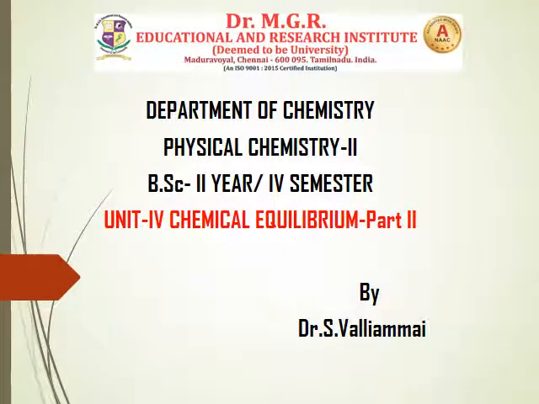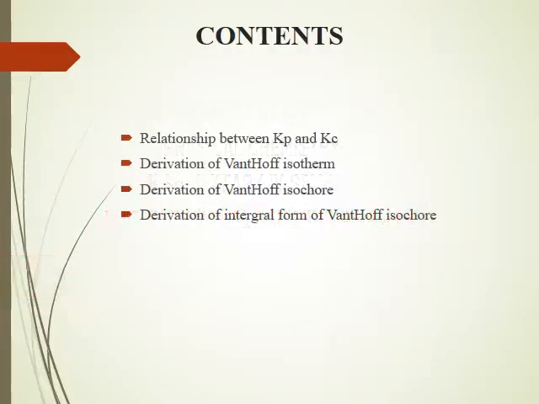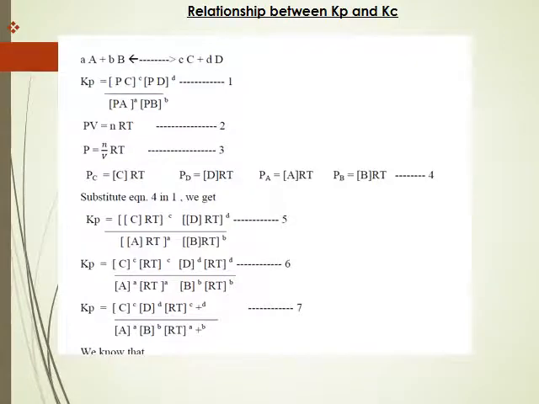So in this unit 4, chemical equilibrium, we have already seen certain parts, and now we are going to see certain derivations: the relationship between Kp and Kc, the derivation of Van't Hoff isotherm, the derivation of Van't Hoff isochore, and the derivation of the integral form of Van't Hoff. Now let us see the relationship between Kp and Kc, that is, the equilibrium constants.